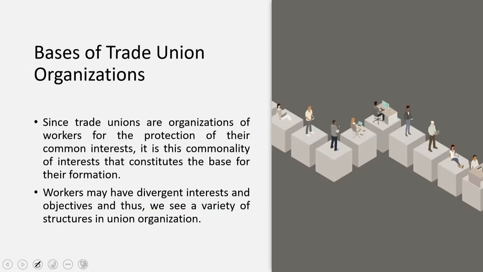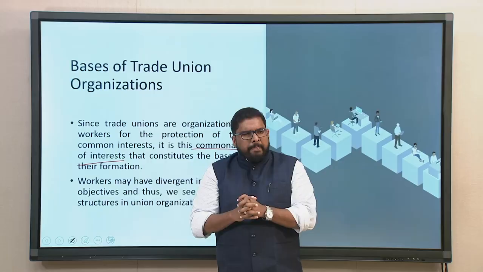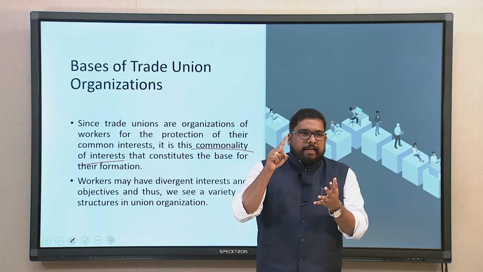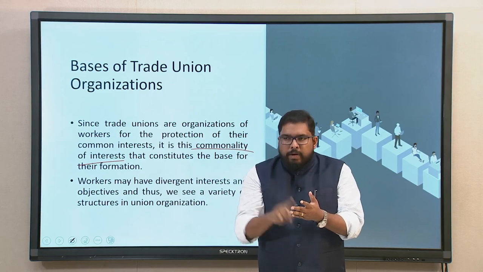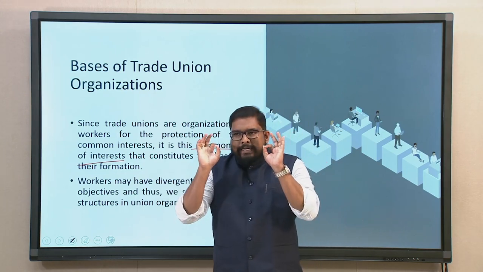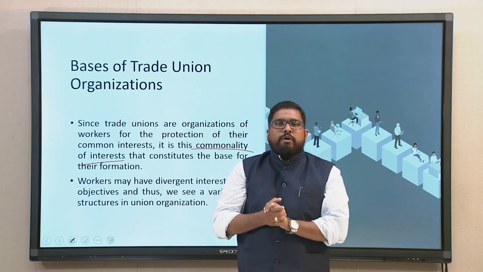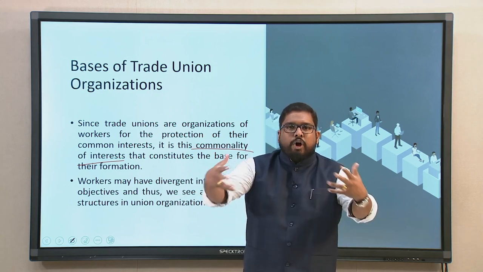So once we have looked into methods, we also have to understand the basis of trade unions. Since trade unions are organizations of workers for the protection of their common interests, it is the commonality of interest that constitutes the base of their formation. Every single trade union will have one thing in common, and that is the interest of the worker. It could be welfare, the wage structure, or the working conditions. Whatever it is, the interest of the worker is the background of any single trade union, and this is the commonality.